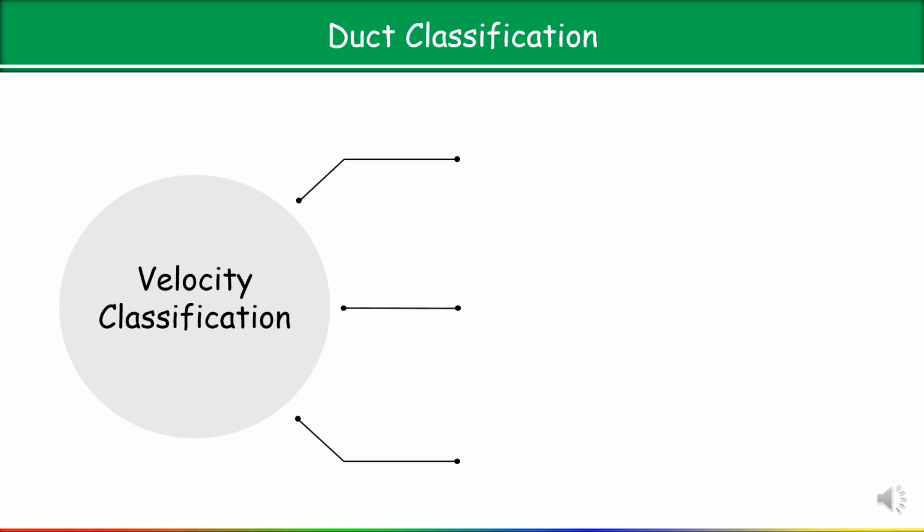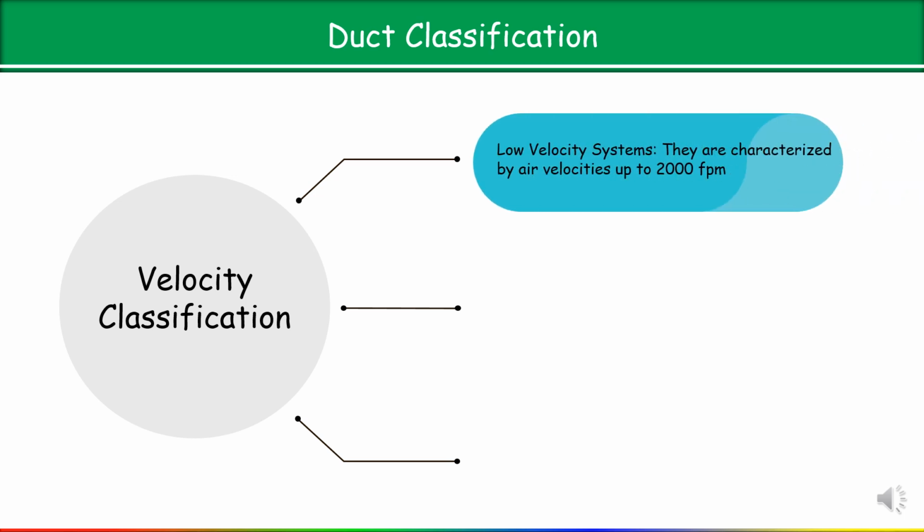Here the first one is the low velocity duct or low velocity system. They are categorized by air velocity up to 2000 feet per minute, fpm. Generally the low velocity system is used in residential and commercial HVAC systems where noise reduction is critical. So in that area, we have to use the low velocity system. Example: a low velocity duct in a residential home supplies air at 1500 fpm, ensuring quiet operation.